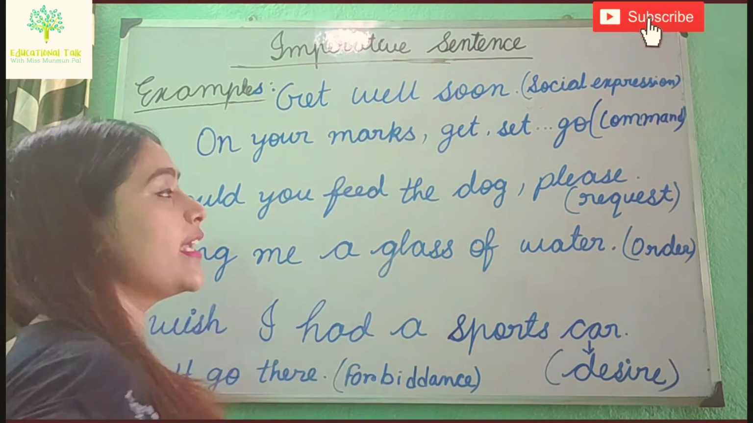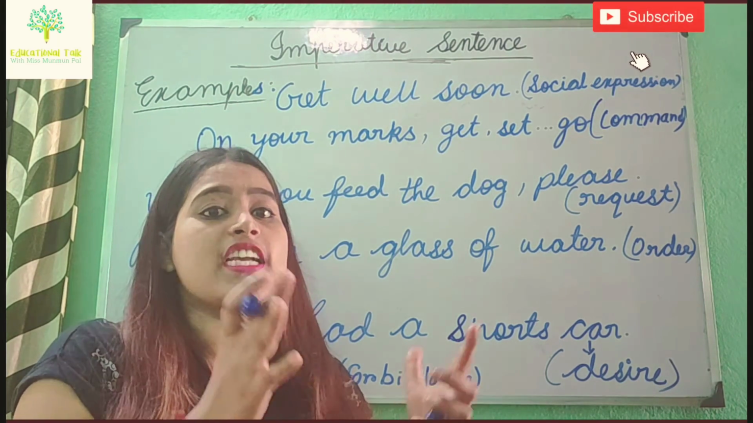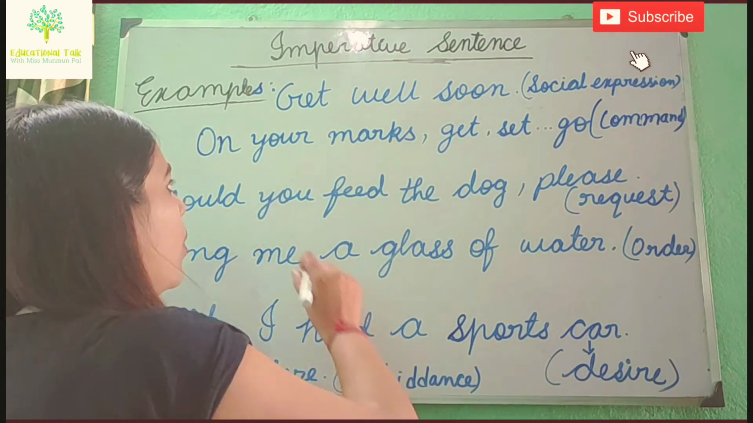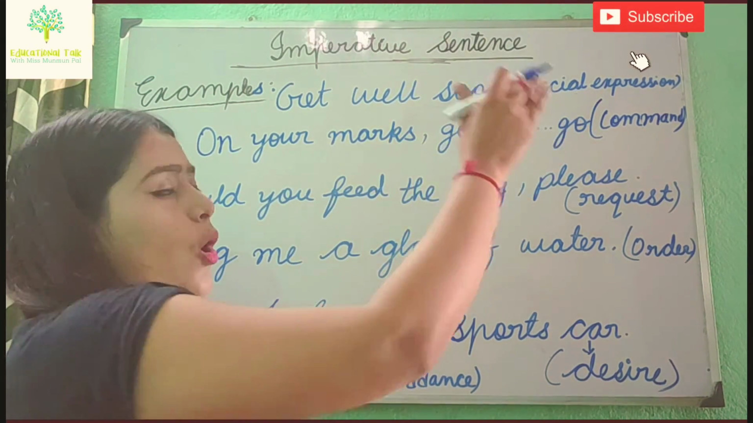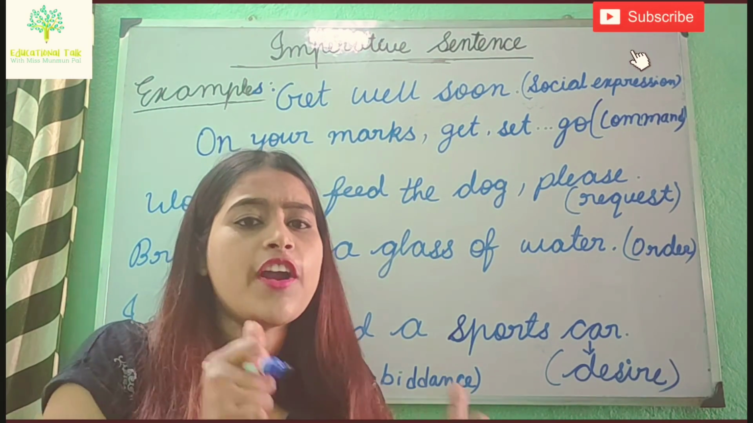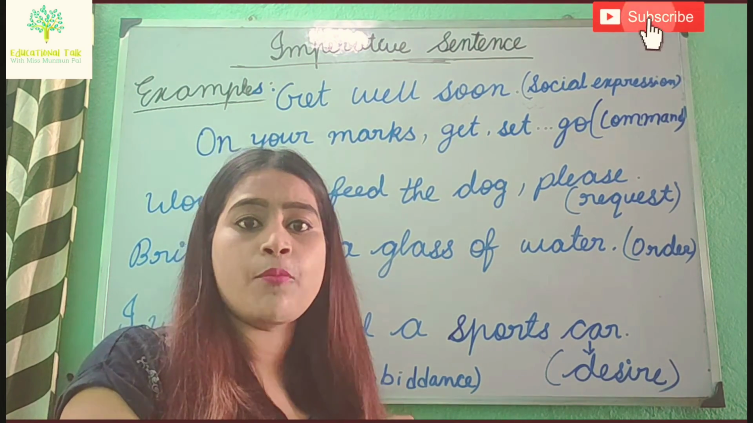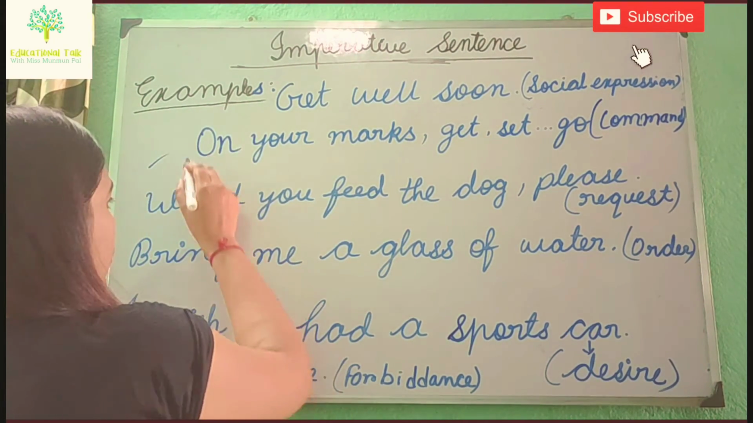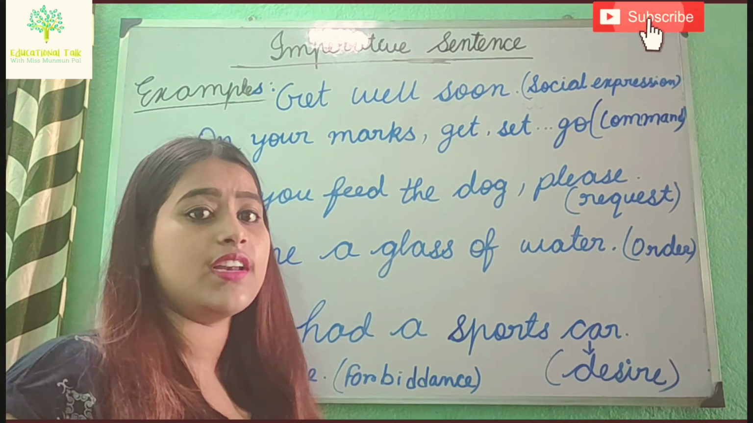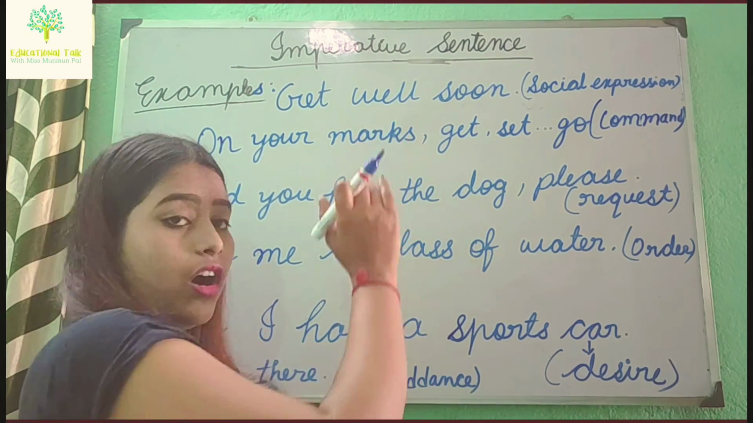Get well soon. Here the sentence is referring to a social expression. So it is an imperative sentence. Now, on your marks, get set, go. Generally in sports we find that the referee is saying on your mark, get set, go. So this is a command. So it is an imperative sentence. Now, would you feed the dog please? It is a request that someone is requesting you, please, would you feed the dog.